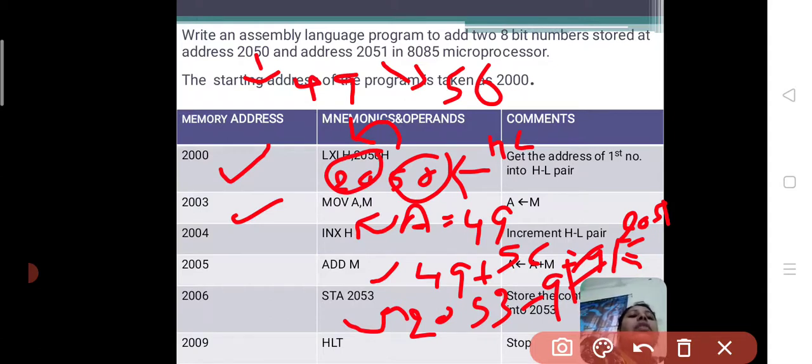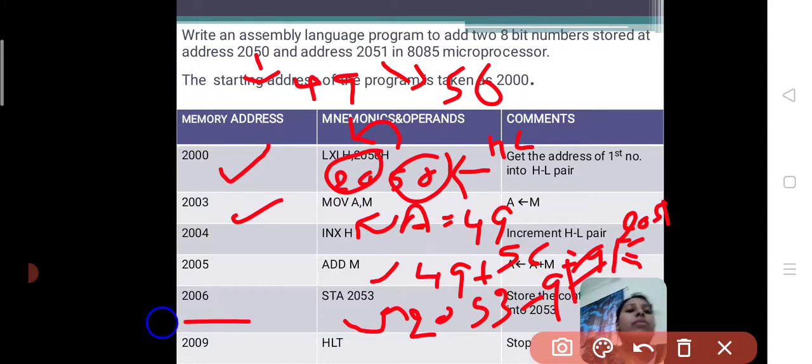So this is the addition of two 8-bit numbers. For completion of the program, finally we give the halt instruction. Halt means that once the program is completed, we stop the execution. This is for writing the program.